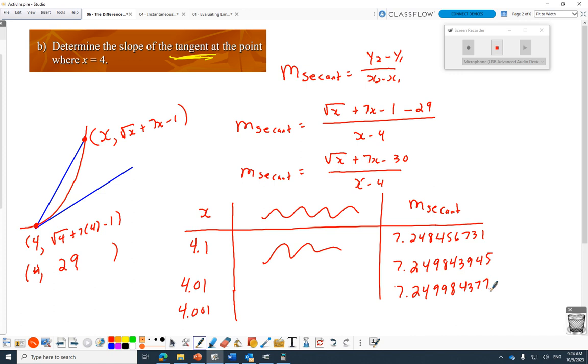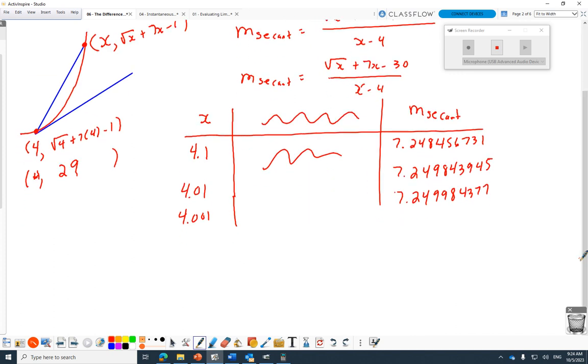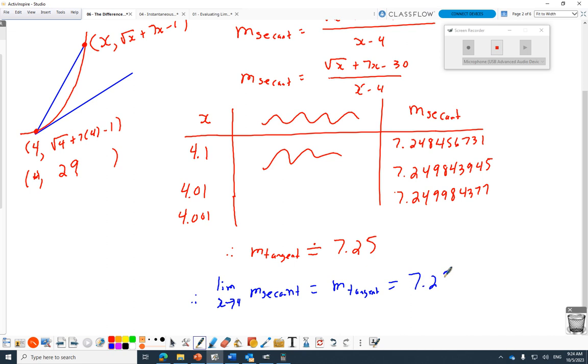And here's what we would have said in advanced functions. I'll write advanced functions in red. Advanced functions would have said, therefore, the slope of the tangent equals approximately 7.25. We would have been pretty happy that it was approaching some value. Here's us saying the same thing in calculus. Therefore, the limit as x approaches 4 of the slope of the secant equals the slope of the tangent equals 7.25.